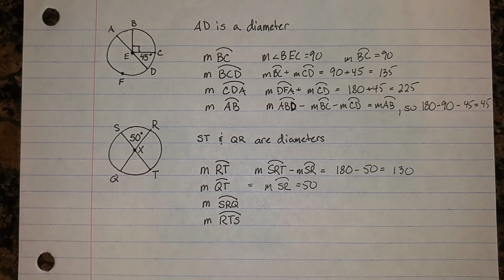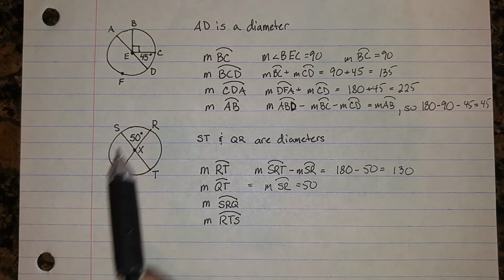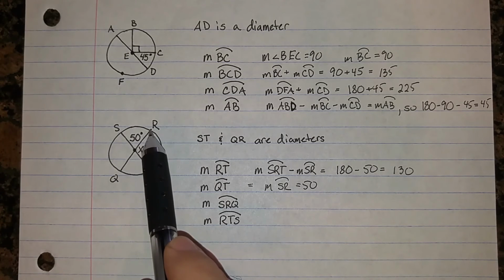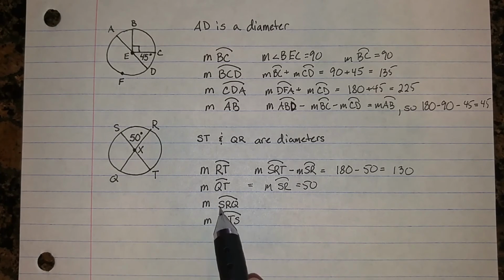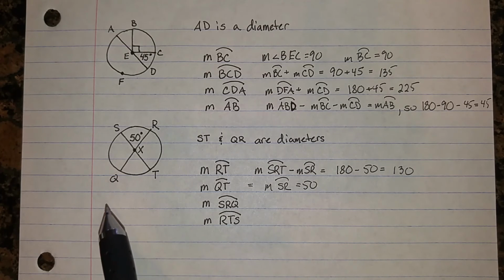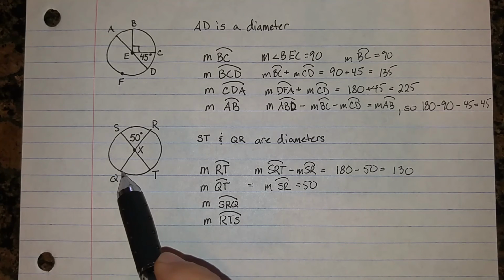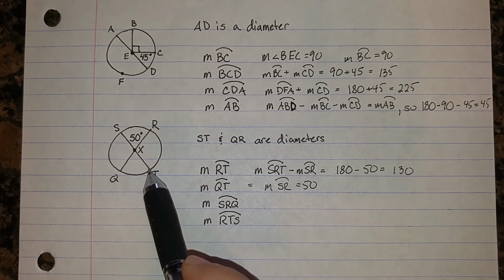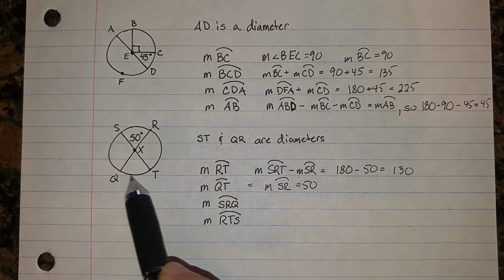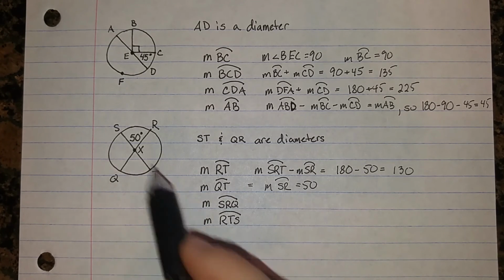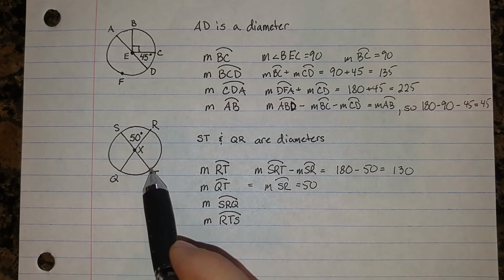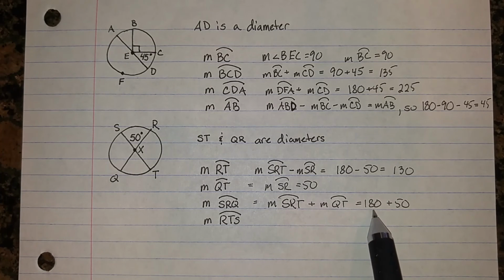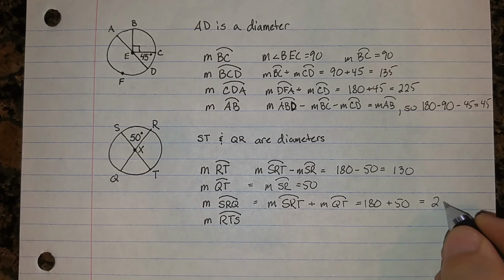Okay, next we have the measurement of arc SRQ. So here's S, here's R. We don't go backwards to Q, you have to keep going in order. So SRQ is going to be this way around, same order as here. So when we look at this, we know that SRQ is going to be this semicircle, SRT, which we know is 180 degrees, plus this little bit, TQ. Well, we just found out what that was because these were vertical angles. So the measurement of SRT plus the measurement of QT is the same thing as 180 plus 50. This is going to equal 230.